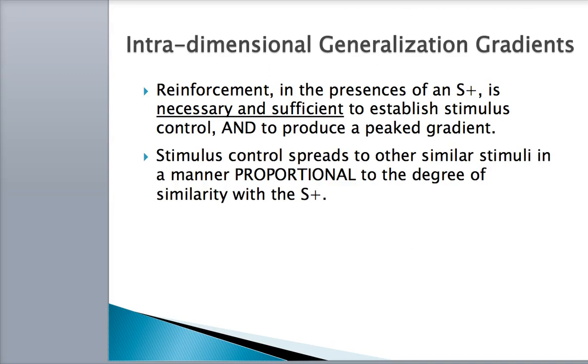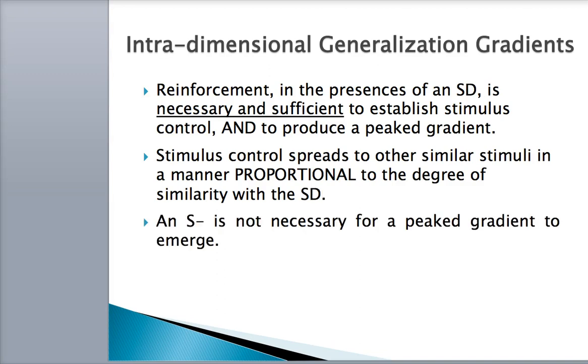He also said that the reason you get the peaked gradient is that the stimulus control established by the S plus spreads to other similar stimuli, or generalizes to other similar stimuli, in a manner that's proportional to their degree of similarity with the S plus. So stimuli that are more similar will get greater responding or greater stimulus control, and stimuli that are more different will get less stimulus control.